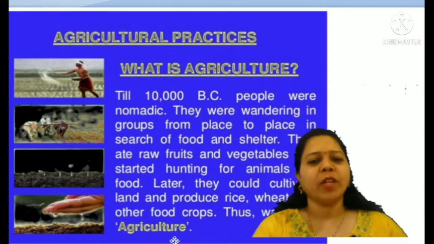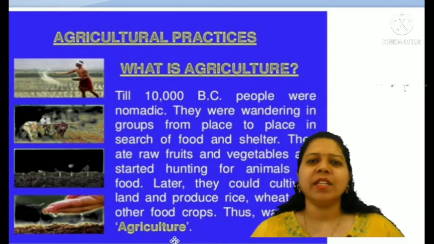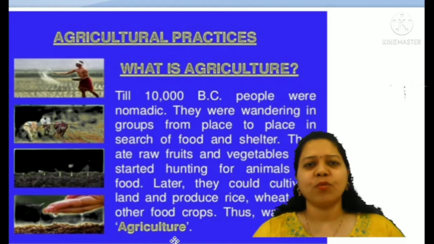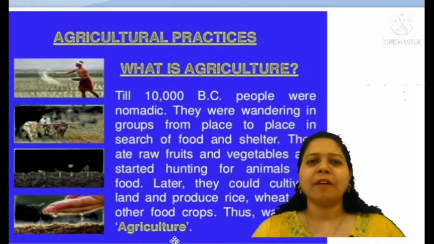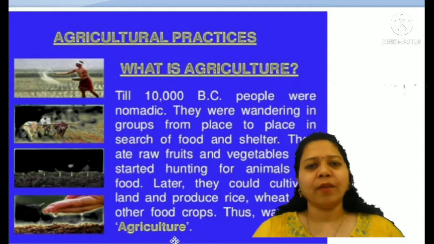Thus was born agriculture. Initially, till 10,000 BC, people were wandering here and there to fulfill their basic needs, like food and shelter. But after some time, some people started to grow wheat and rice on land, and from that agriculture started, and for that we use the word agriculture.